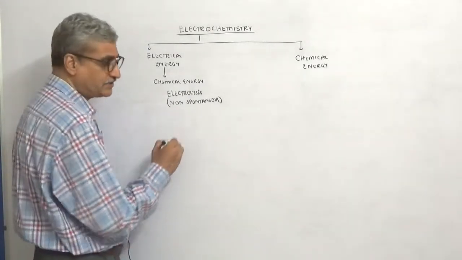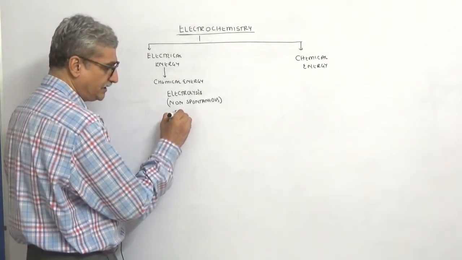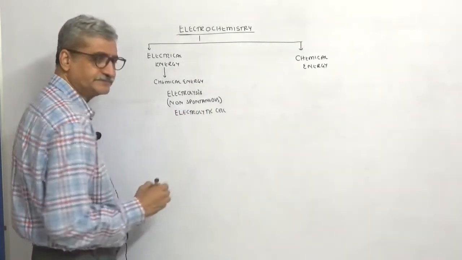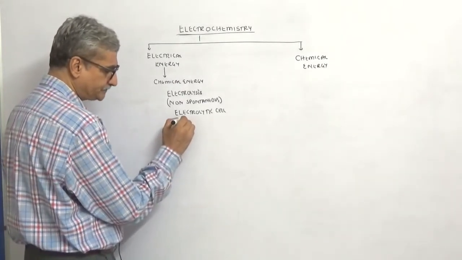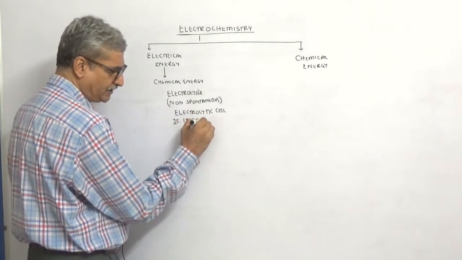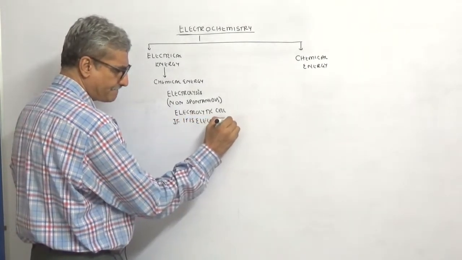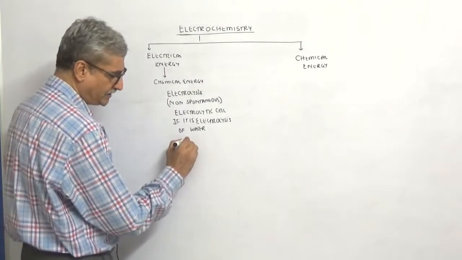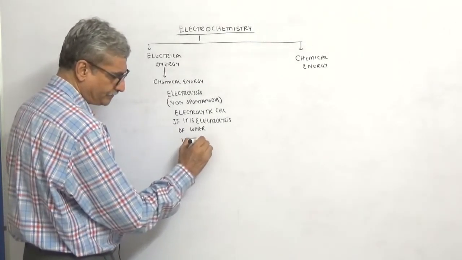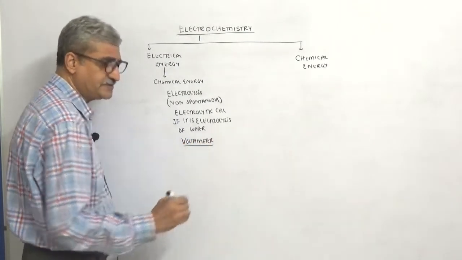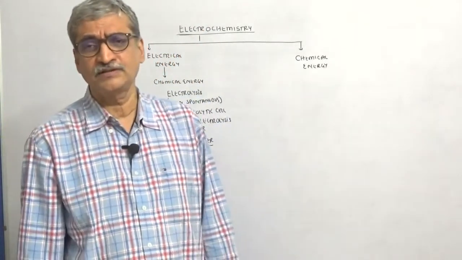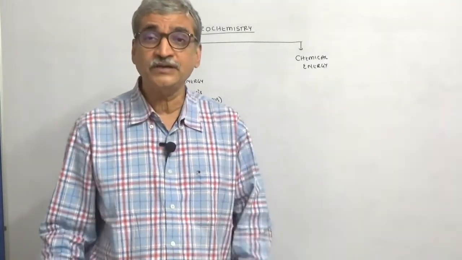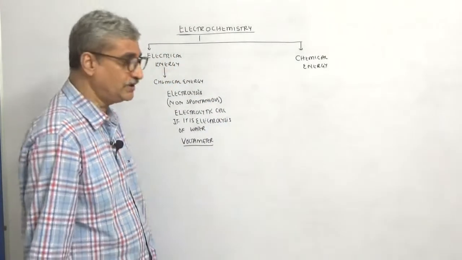Now the cell, the apparatus or the machine, is called an electrolytic cell. If it is electrolysis of water, then this apparatus is called a voltameter. Why I am saying this is because sometimes in some numerical they may say that electrolysis of a liquid in a voltameter caused so much hydrogen and so much oxygen to form. You should know, since it is water, it is called a voltameter.